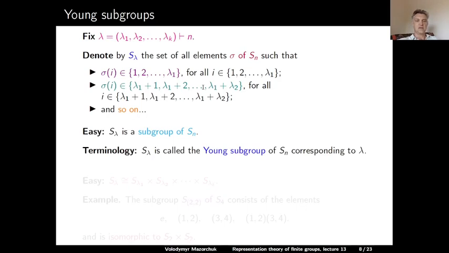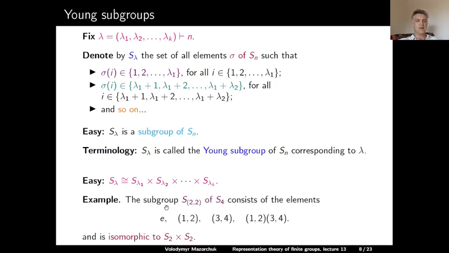And this S lambda is called the Young subgroup of Sn corresponding to lambda. Also directly from the definition, it is easy to see that S lambda is isomorphic to the direct product of the symmetric group S lambda 1, which corresponds to permutation of elements between 1 and lambda 1, then the symmetric group S lambda 2. So we have lambda 2 elements in the second set, lambda 1 plus 1 and so on, up to lambda 1 plus lambda 2, and we can permute them as we like, and so on.